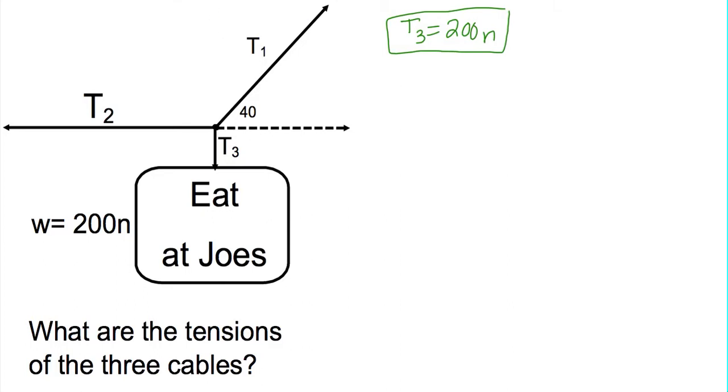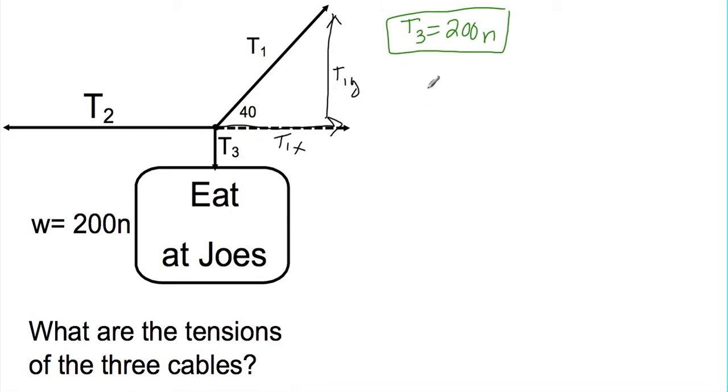This problem is a little more complicated than the previous one because we have 2 different dimensions that we have to account for. We have the x dimension, which moves to the right and to the left. That would be T2, and this component of T1, which we're going to call T1x. And the y dimension, which moves upward or downward, would be this component, which we're going to call T1y, and this other vector, T3, which we just found.